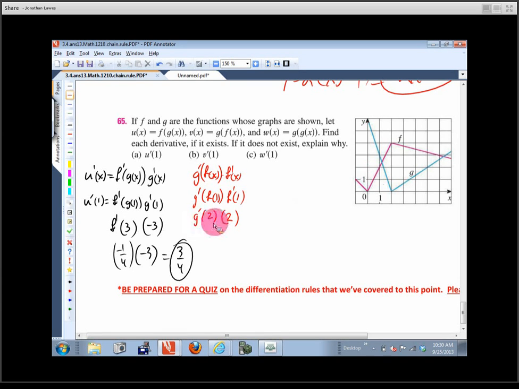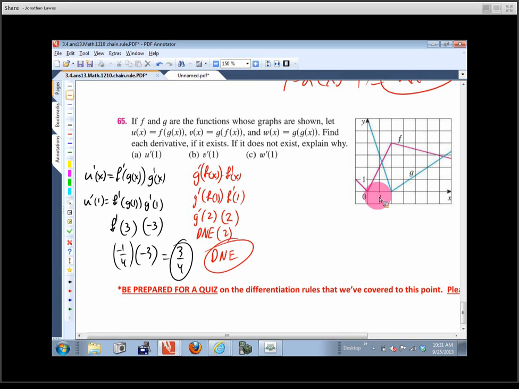So now I need to figure out what g prime of 2 is. So I go to 2, and I want to figure out what g prime is right here. Okay? It does not exist. Because this is a what? Corner. Okay? Corner or cusp, whatever you want to call it. So if I take something that doesn't exist and multiply it by 2, what do I get? A 2 that doesn't exist. Okay? That derivative does not exist. And the reason it doesn't exist is because the derivative of g doesn't exist at the point of interest at 2. Any questions? Okay.